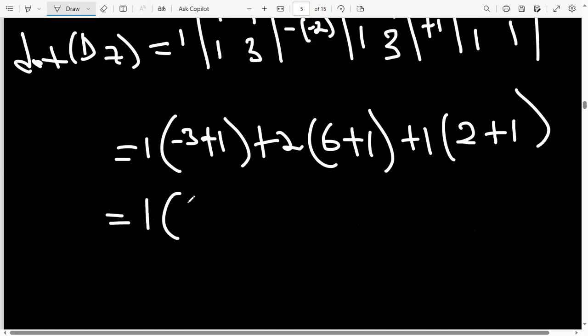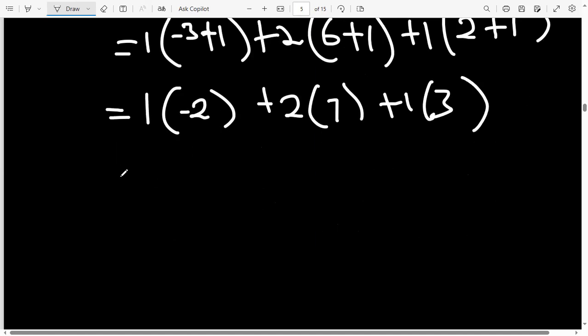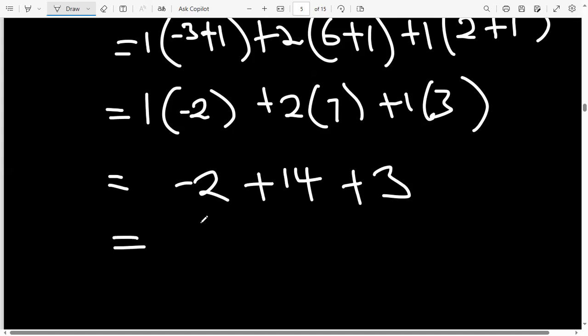We're going to have 1 times -2 plus 2 times 7, and then plus 1 times 3. Okay, so from here we are going to have minus 2 plus 14 plus 3. What do we get here? 14 minus 2 is 12. 12 plus 3 is 15. Okay, so this is the determinant of dz. Now we have all these determinants, we can find our answer.